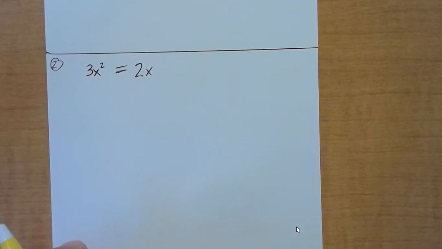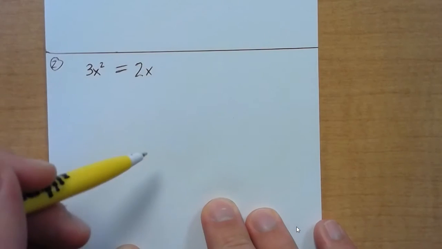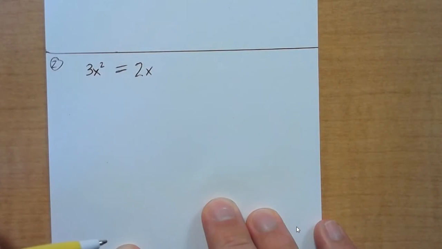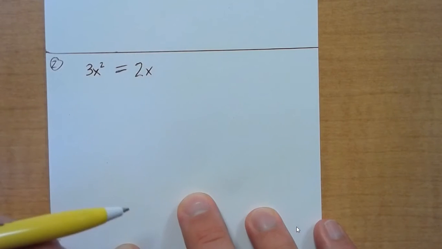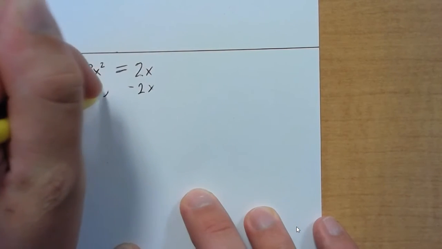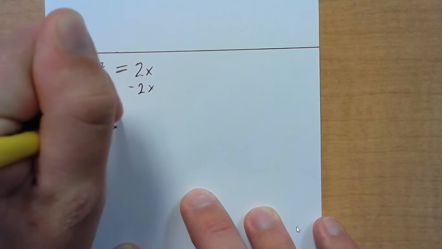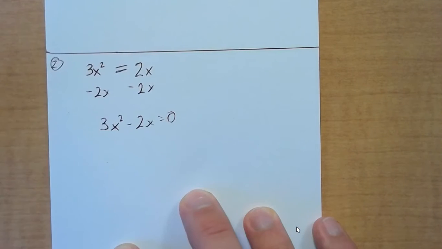Now this next one, we have a quadratic aspect to it, but it's all jumbled up. We need to make it all on one side. So I'm going to move this 2x over to the left-hand side, subtract 2x from each side. And now that it's equal to 0, we are ready to factor.